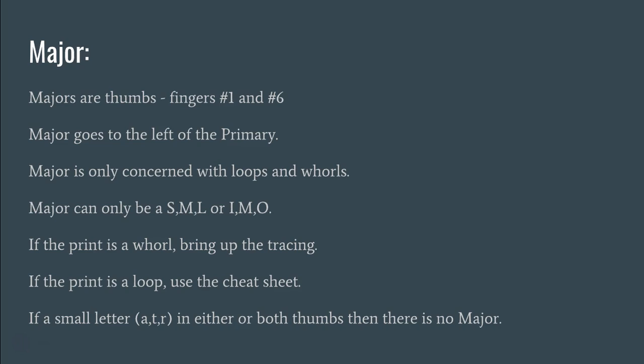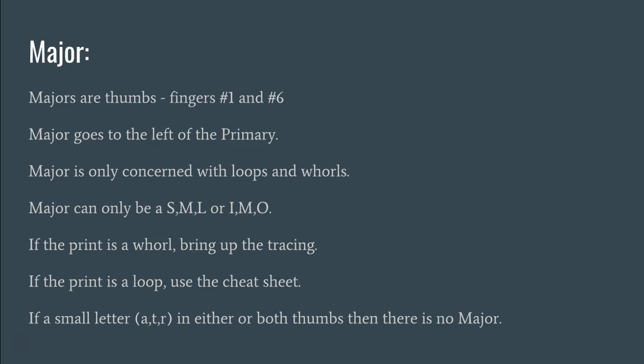So what is the major? Well, the major really deals with only two fingers. It deals with the two thumbs. The major deals with finger number 1, which is the right thumb, and finger number 6, which is the left thumb. The major is really only concerned with loops or whirls. If one of our thumbs happens to be a plain arch, a tented arch, or a radial loop, then we actually don't have a major at all. So we're only looking to see if there are loops and whirls in our thumbs.